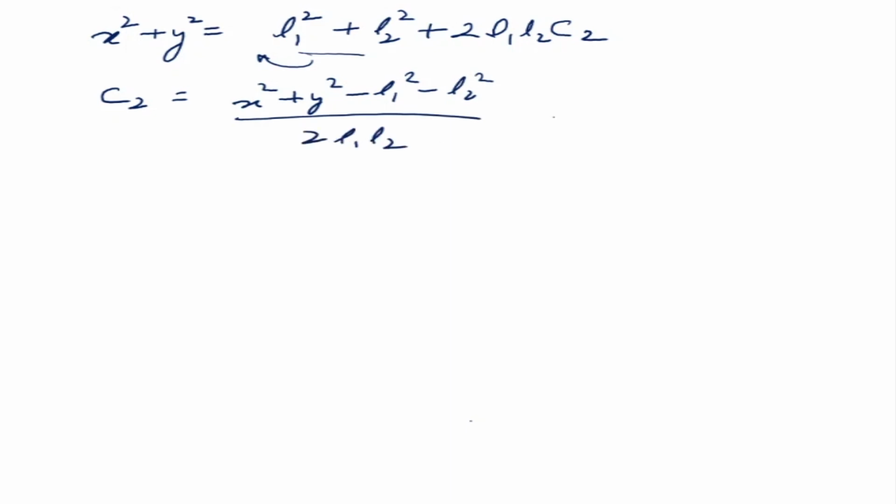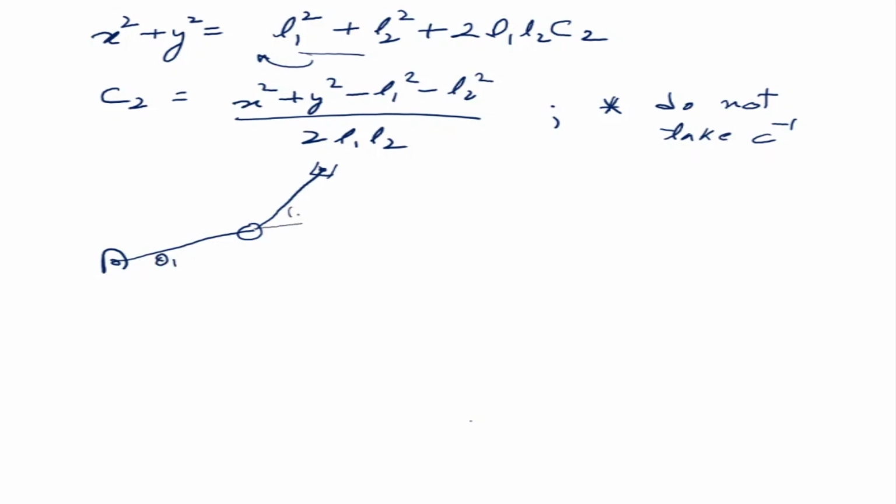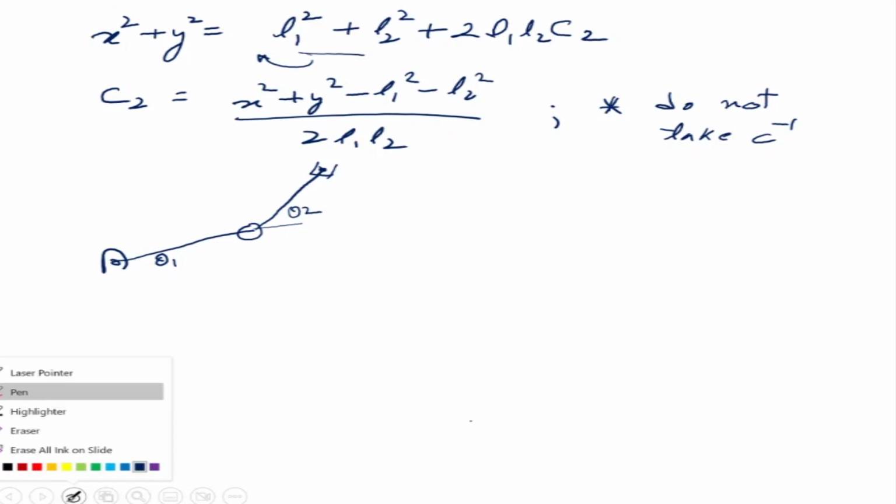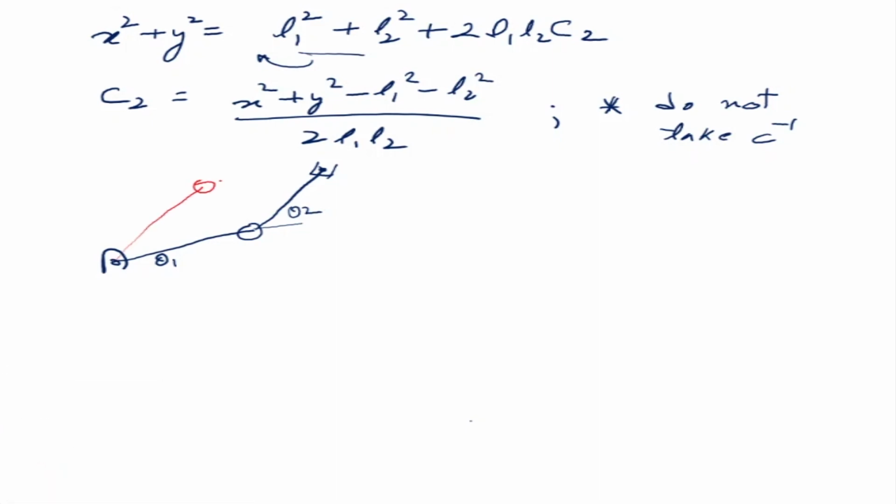Okay, now here please note that there is a warning: do not take cos inverse. Why? Because there are always two solutions. Now you might think, so what if there are two solutions? What are these two solutions? This is one solution. Let's say this is one solution, so this is theta 1 and this is my theta 2. That's one solution. Now what is the other solution? The other solution is on this side. So this is theta 1 dashed, that's my x and that's my y, and this is minus theta 2.